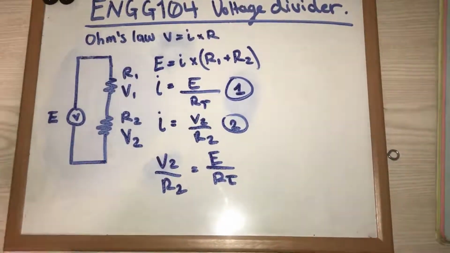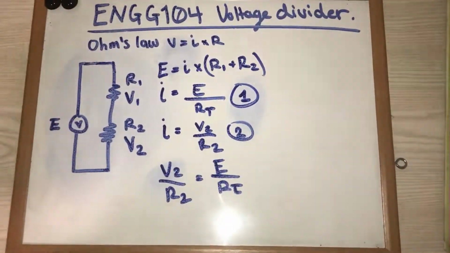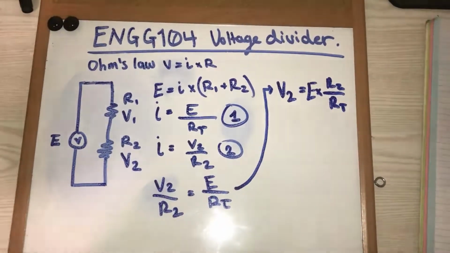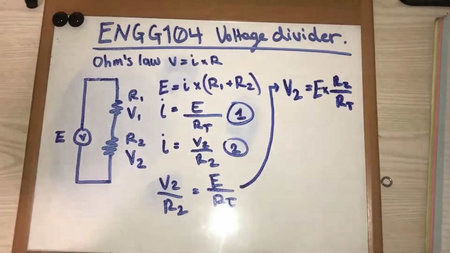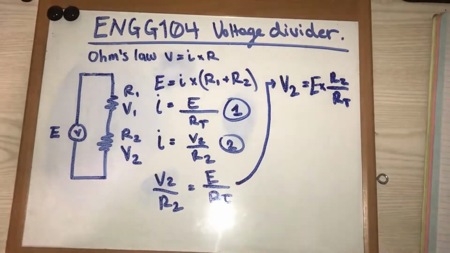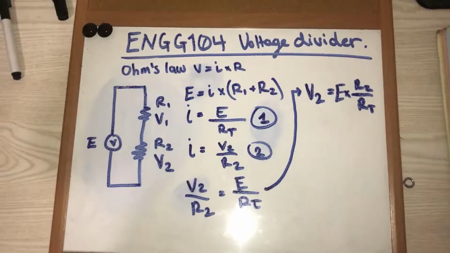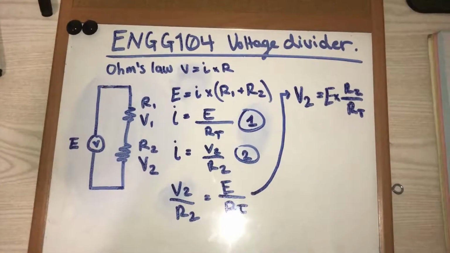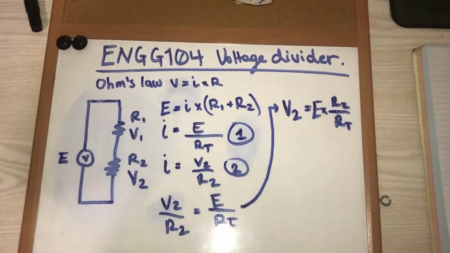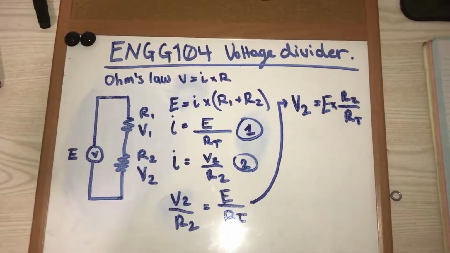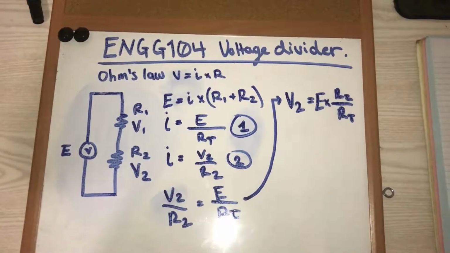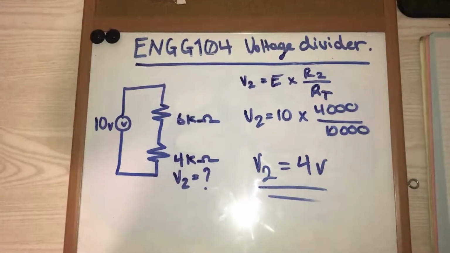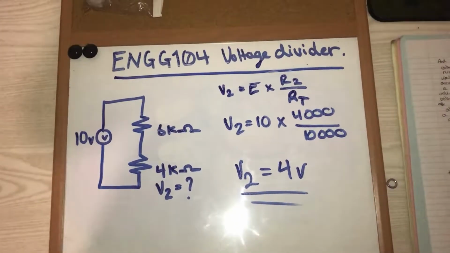Now, we can rearrange this equation to find V2, like so, where V2 is equal to the total voltage multiplied by resistor 2 divided by the total resistance. Now, this equation we've derived is the general form in which we find the voltage divider rule, where the voltage of a resistor is equal to the total voltage input multiplied by the resistance of that component divided by the total resistance.